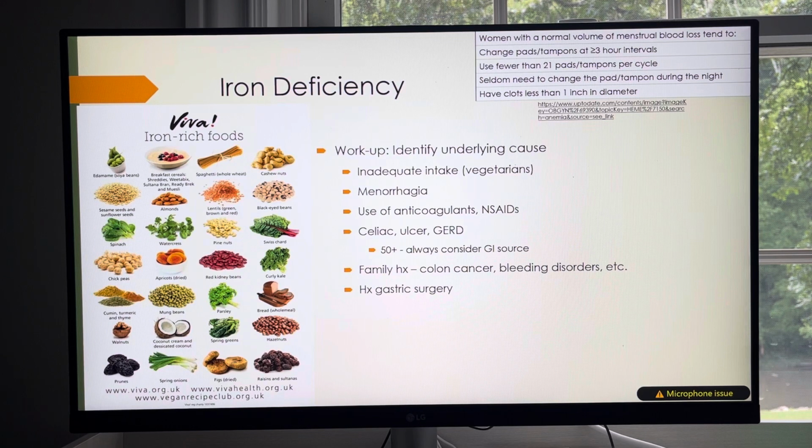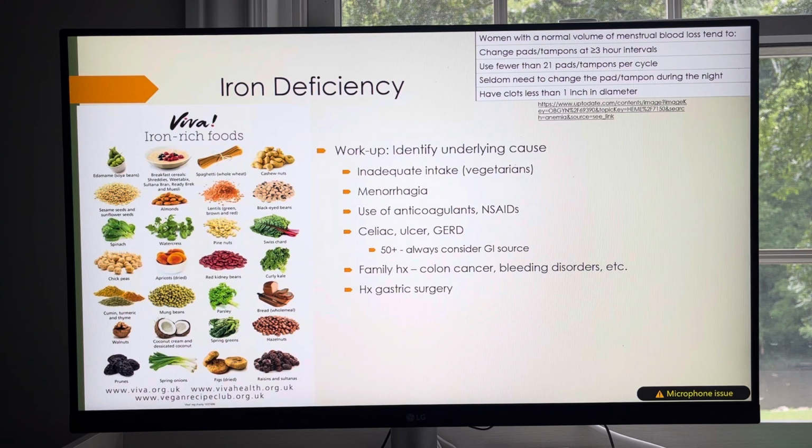If the patient is 50 or up, you have to check the stool some way. You got to. Even if it's just a Hemocult card, do something, because there's a significant increased risk for a GI bleed if the patient is 50 and up. Evaluate family history and evaluate a history of gastric surgery.